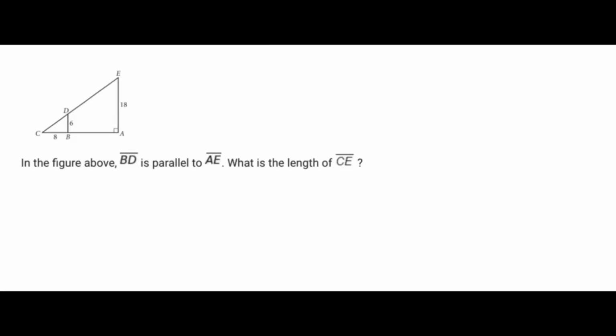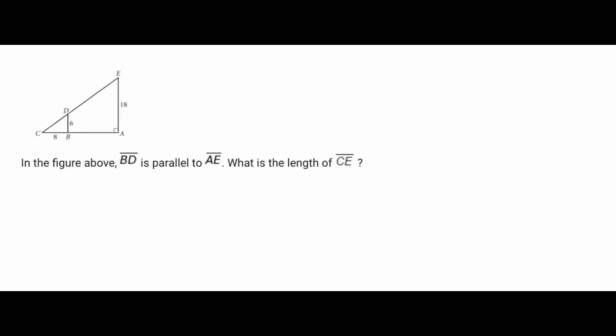In the figure above, side BD is parallel to side AE. What is the length of side CE? All right, so first off, we have two triangles, right? We have triangle EAC and also triangle DBC. So the first thing to notice here is that there is similarity present between these two triangles. Now why? Well, because of angle, right?